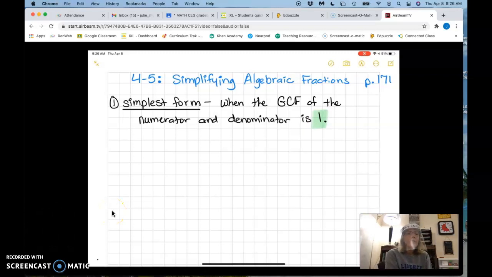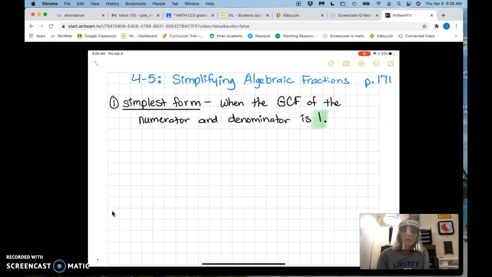So today we're starting a new section. It's section 4-5, simplifying algebraic fractions. And our first and only term for this section is simplest form. Simplest form is when the GCF of the numerator and the denominator is 1.